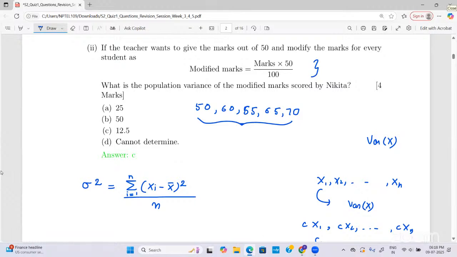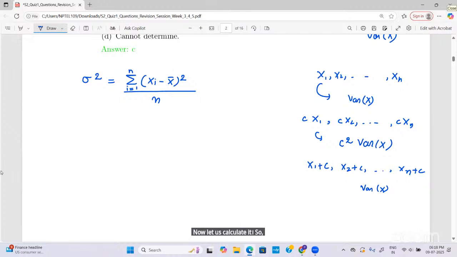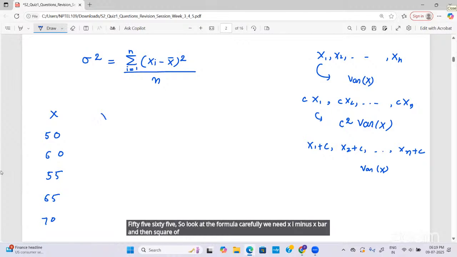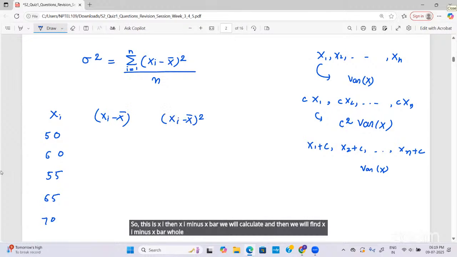Now let's calculate it. How do we calculate it? We can make a table where we have the xi values. The values are 50, 60, 55, 65, and 70. Look at the formula carefully. We need xi minus x bar and then the square of it. So this is xi, then we will calculate xi minus x bar, and then xi minus x bar whole square.